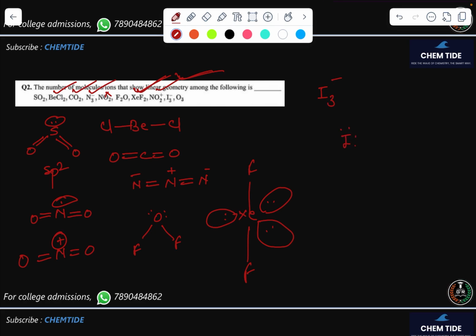I3 minus means here the iodine is the central element. So 1, 2, 3, 4, 5, 6, 7 valence electrons, 1 more for the minus, 2 iodines and 3 bond pairs, 3 lone pairs. So 3 plus 2 becomes 5, sp3d, trigonal bipyramidal. We can keep the lone pairs on equatorial positions. So first iodine, second iodine and the central iodine, linear. Ozone is a bent shape. We have BeCl2, CO2, N3 minus, XeF2, NO2 positive, I3 minus. So total answer is 6 here.